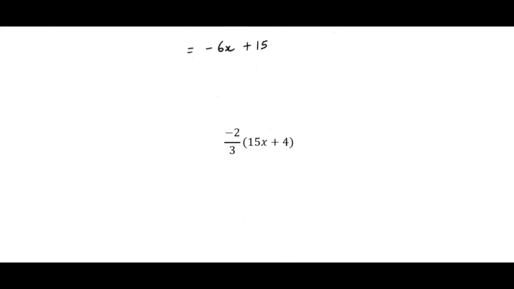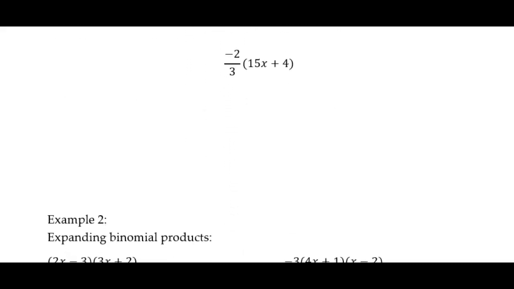Here we have a fraction, minus 2/3, and that's multiplied by 15x plus 4. So obviously I'm going to do the same thing. I'm going to draw my arrows first. The first thing we're going to do is multiply minus 2 on 3 by 15x, and when we do that, we can see the 3 would go into 15 5 times, and minus 2 times 5 is minus 10.